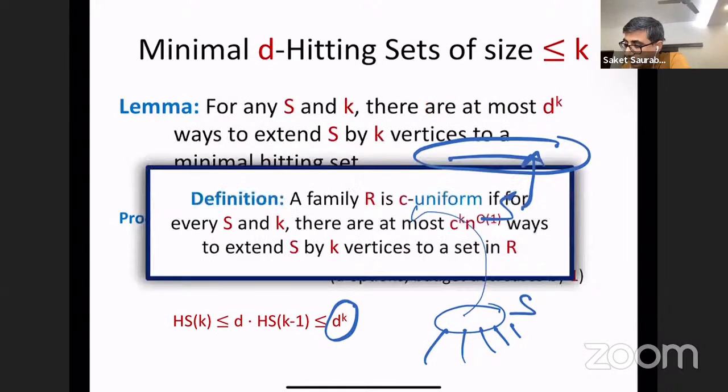Remember, a family R is C uniform if for every S and k, there are few ways to extend this by k vertices to a set in R. So I told you, you start with this set, you look at a set which is not hit, and you have d possible ways to extend it. But every time you extend this by one element, your budget drops by 1, so you can only do it d to the power k ways.